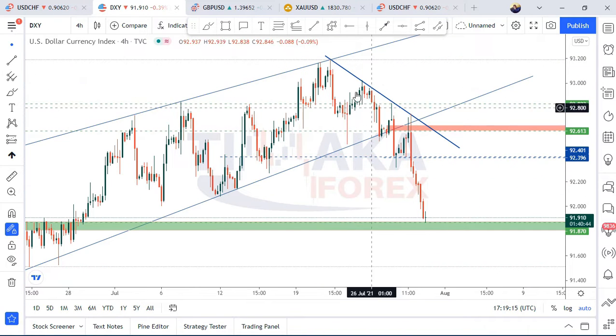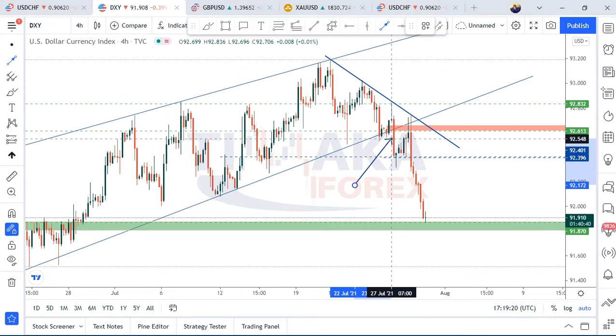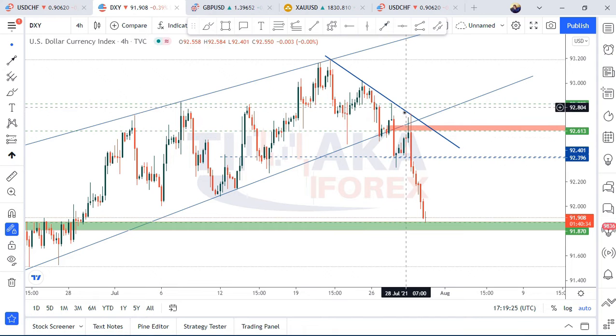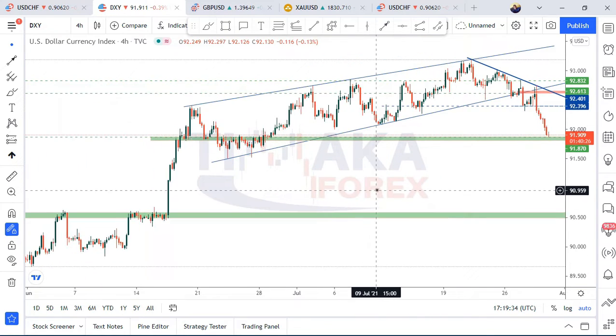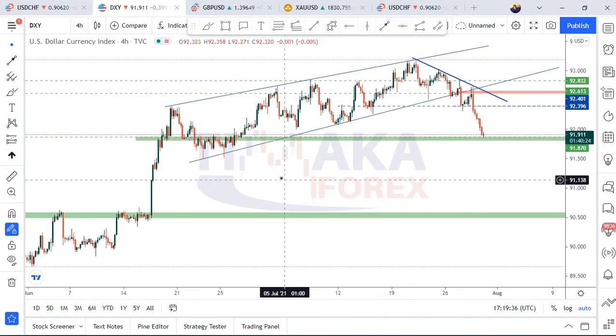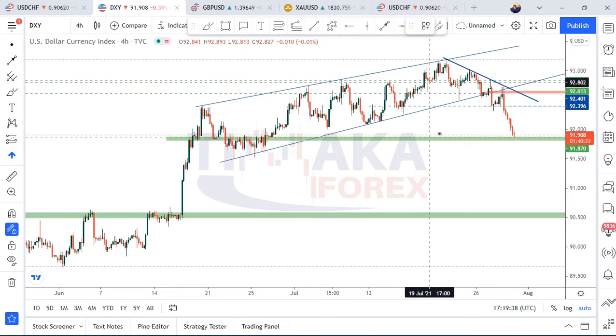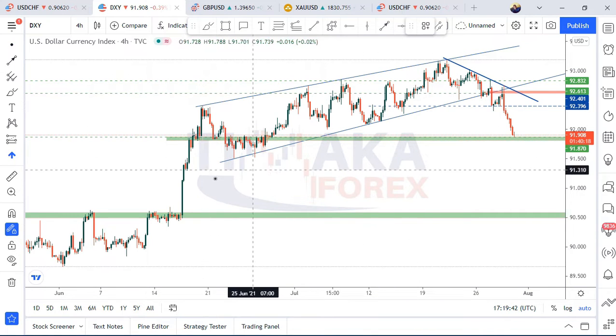Technically, the DXY just made a big break right here. The candle you see right here broke out yesterday, and of course we did have retests. It did retest properly, and the bears did take control again. And now for the rebound, I'm looking at this level right here, about 91.84.